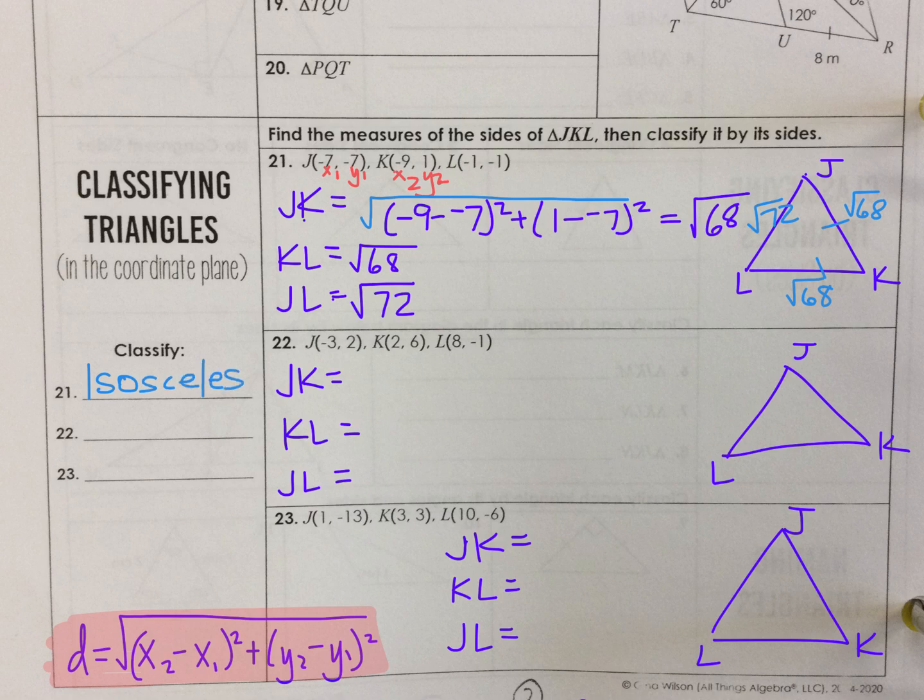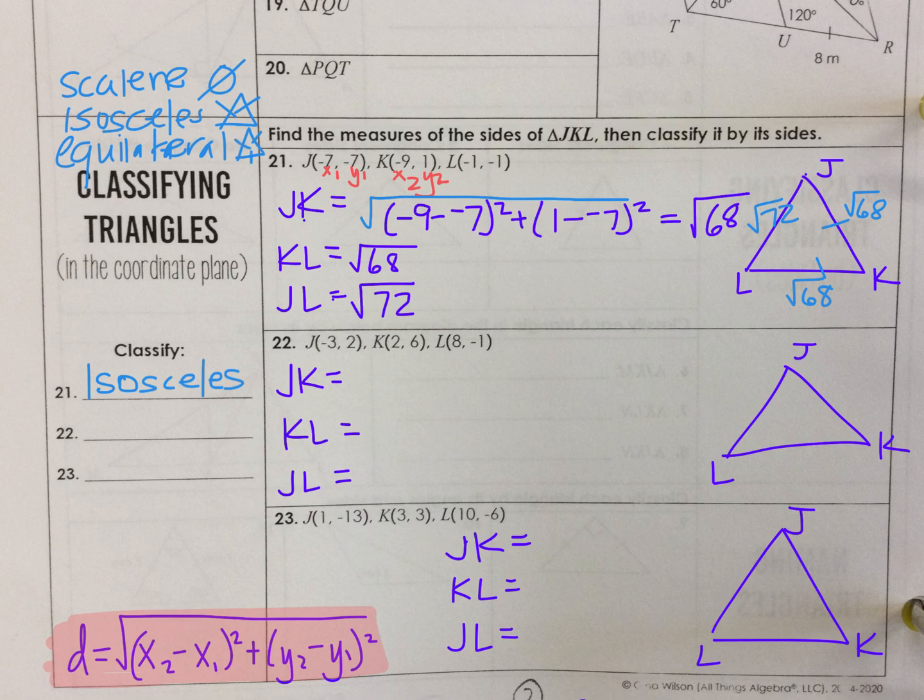Okay, and remember, scalene will mean none of them are the same. Isosceles means it's got two sides the same, and equilateral means all three sides are the same.